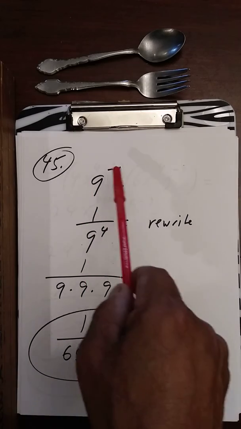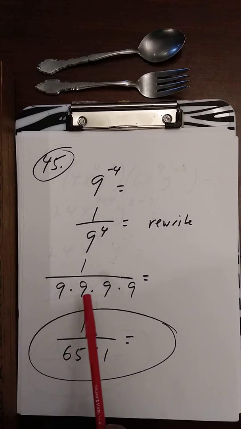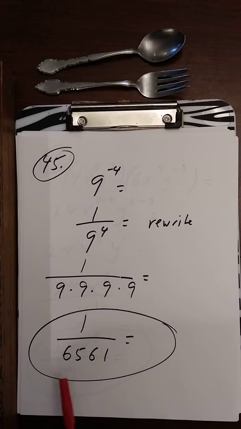9 to the negative 4. Rewrite this as 1 over 9 to the 4. Rewrite that: 9 times 9 times 9 times 9. You can use your calculator if you want. It is 1 over 6561.